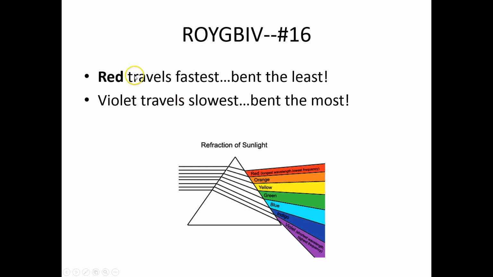For number 16, they wanted to know what color light would travel the fastest as it goes through a prism. That's going to be red, because red has the longest wavelength and the lowest frequency, so it's bent the least. Violet will actually travel the slowest. It has the highest energy, and it is bent the most.